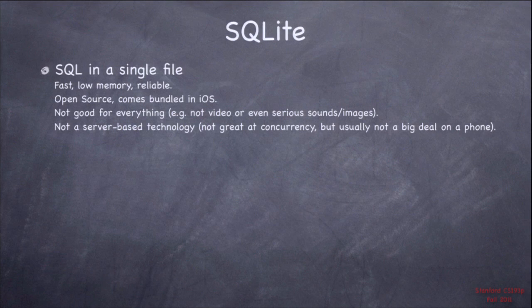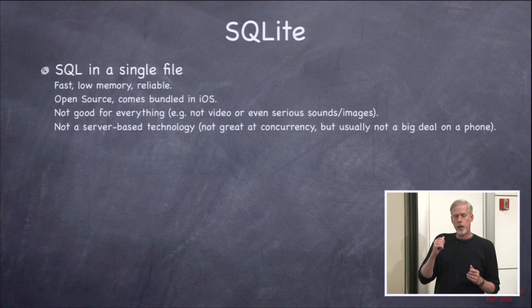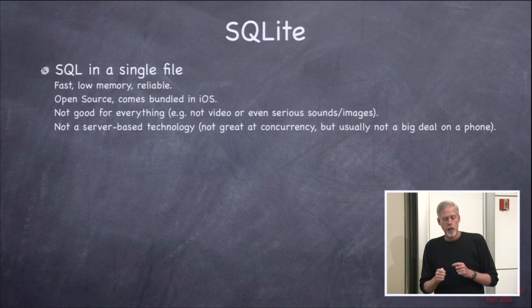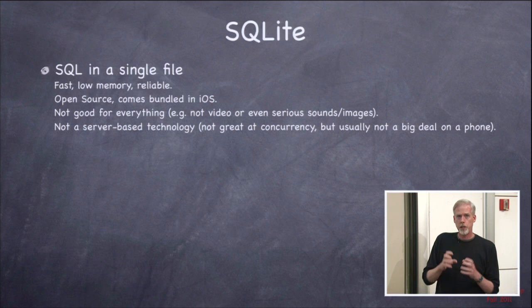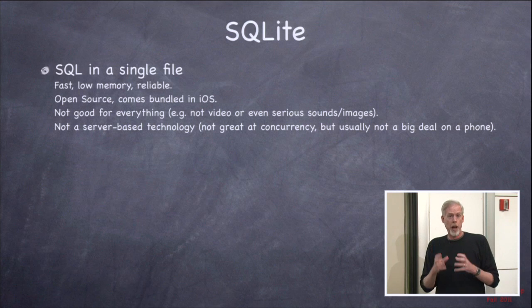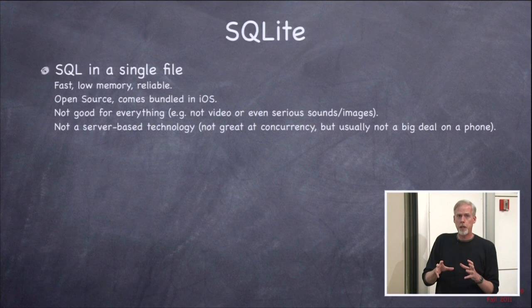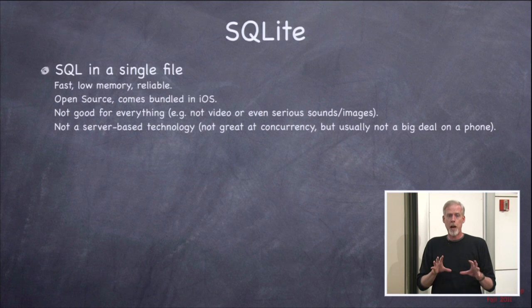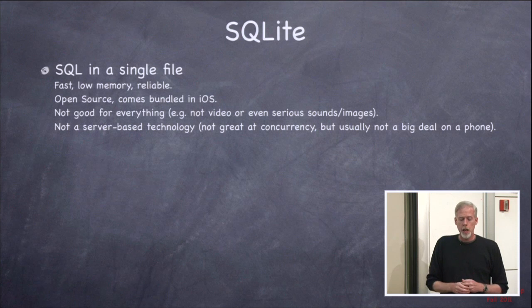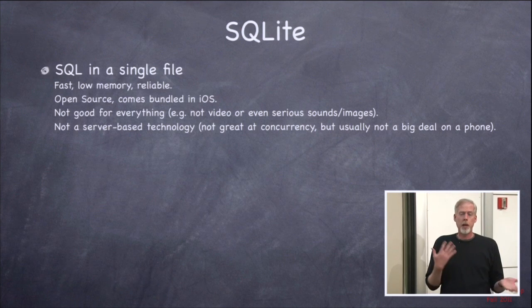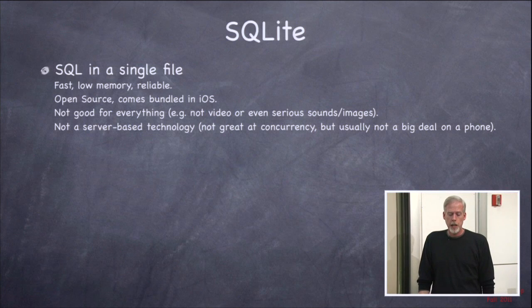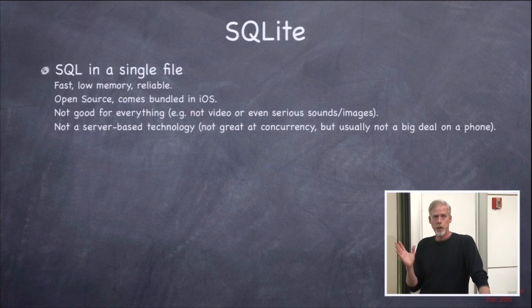All right, so the last thing today is SQL, SQLite. So SQLite is SQL in a single file. Okay, it's stored in a single file. It's fast, it uses very little memory. It's very good at using memory mapped files to not use a lot of memory. And it's very reliable, transaction-based, true SQL. It's open source, but it comes bundled in iOS, so you can use this API in iOS.